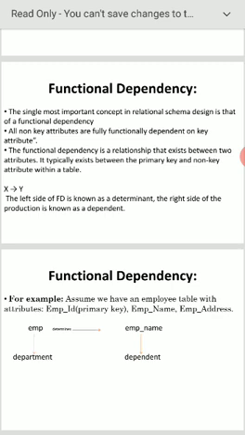Simple example: register number is there, name is there, class is there, marks is there. Here register number is the primary key. This is the determinant. Student name is called the dependent, because it is a non-key attribute. Class is a non-key attribute. Marks is a non-key attribute. Like that, we can create and maintain the functional dependency.